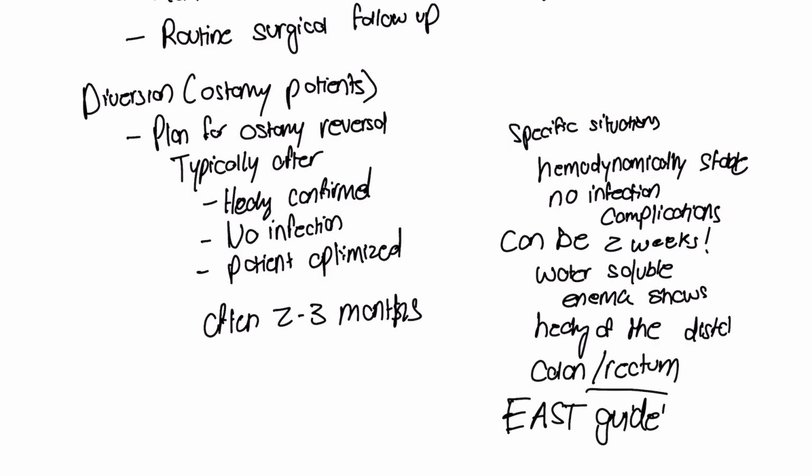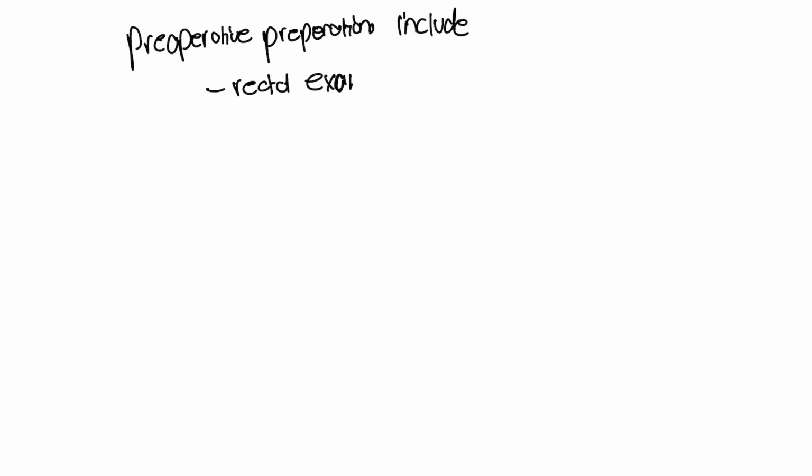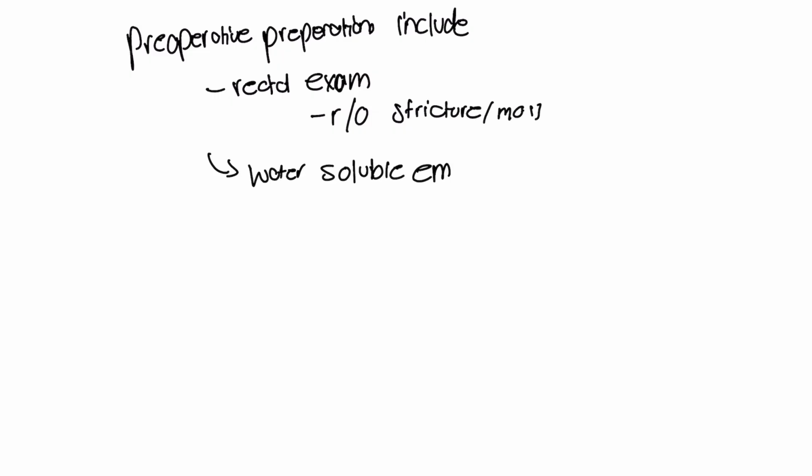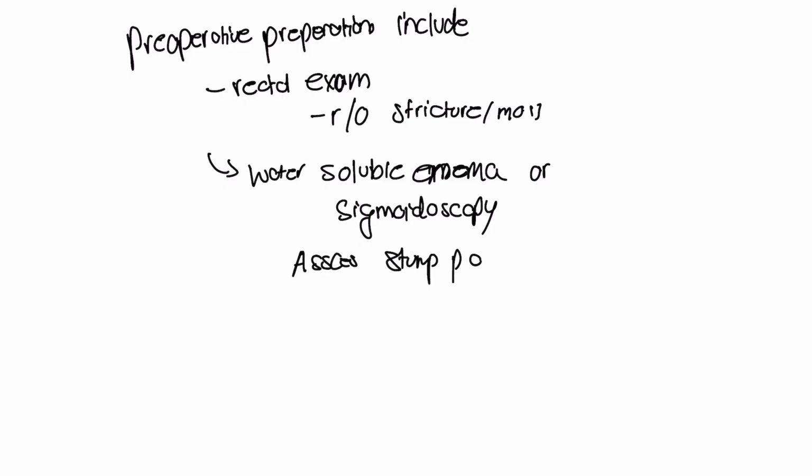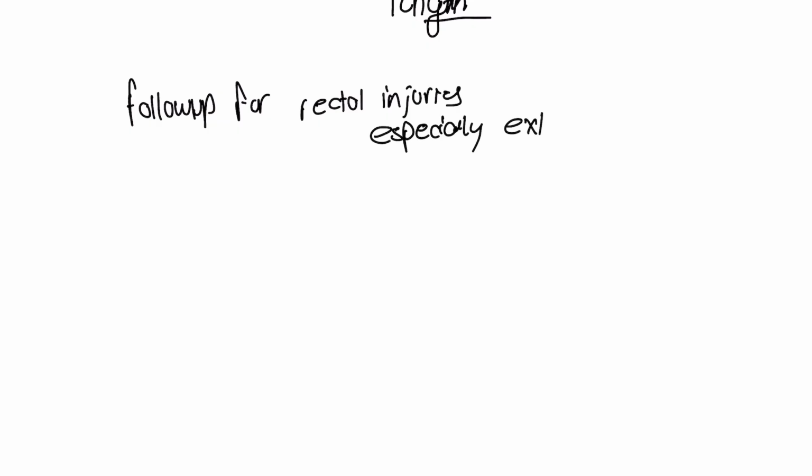Preoperative preparation for these patients includes rectal examination of the colon stump to rule out stricture or mass, and this is usually followed by a water-soluble contrast enema or a sigmoidoscopy to fully assess the stump patency, healing, and length. For rectal injuries, especially extraperitoneal, the big things you need to follow up and know are the risk for pelvic sepsis.